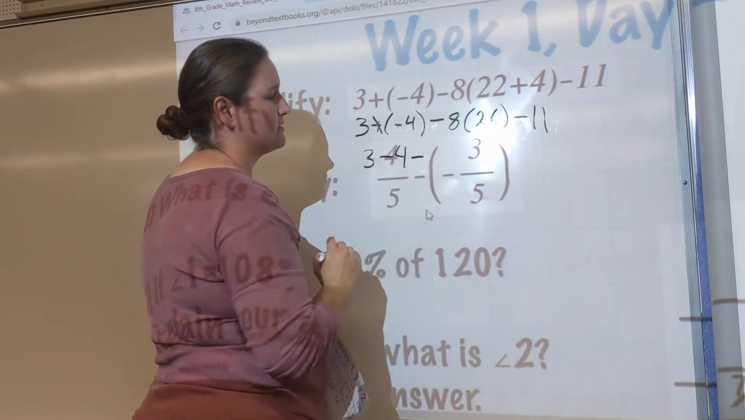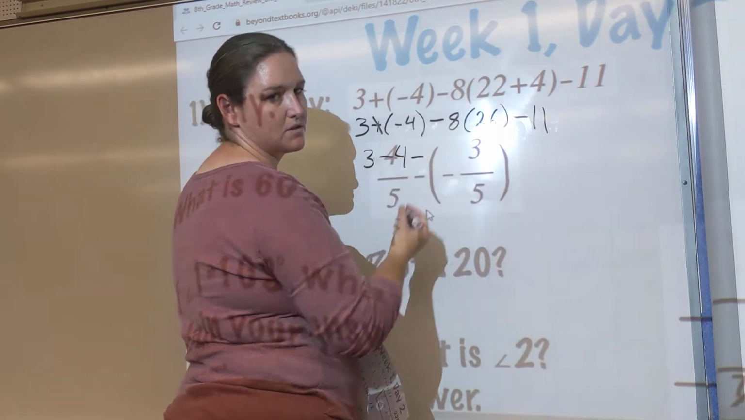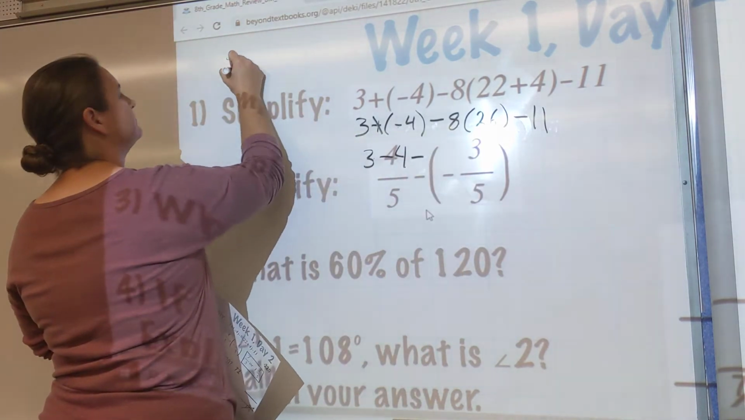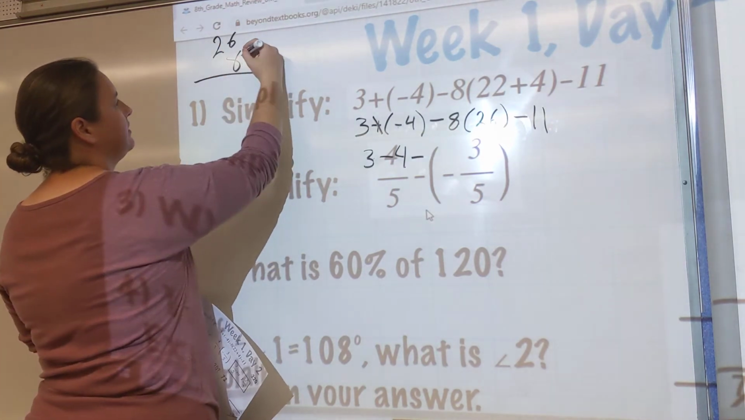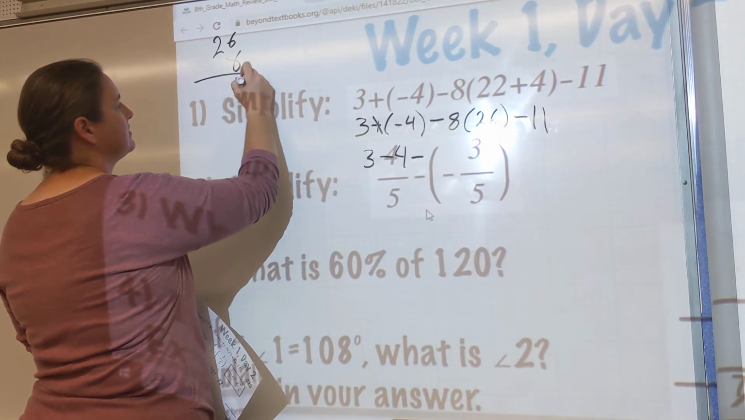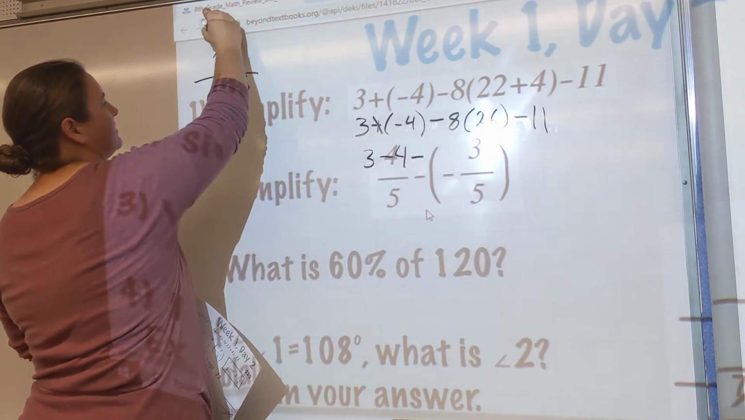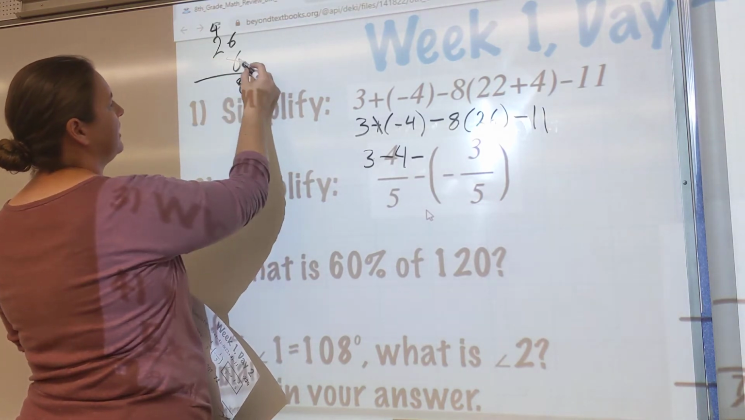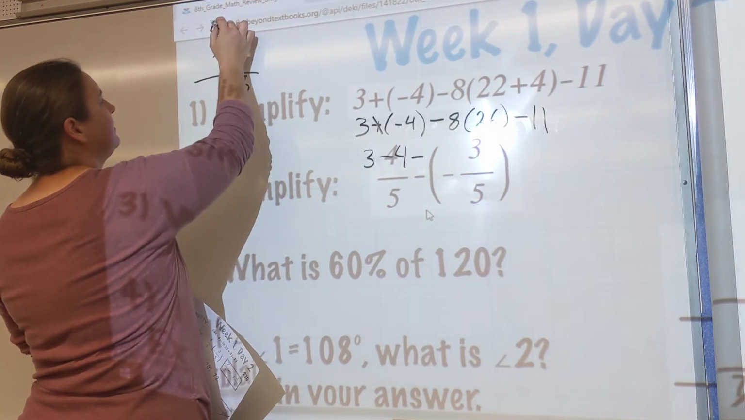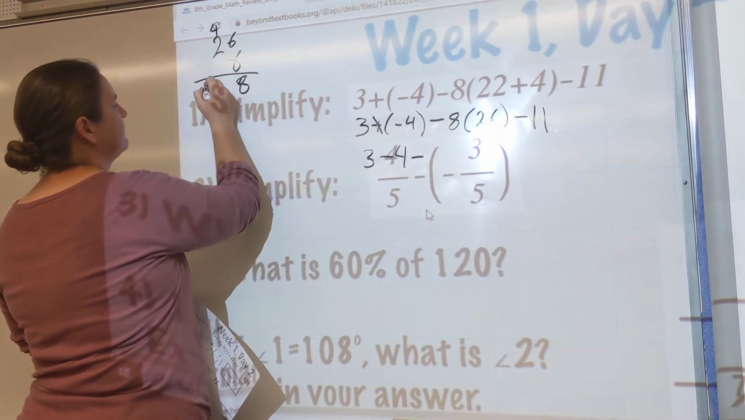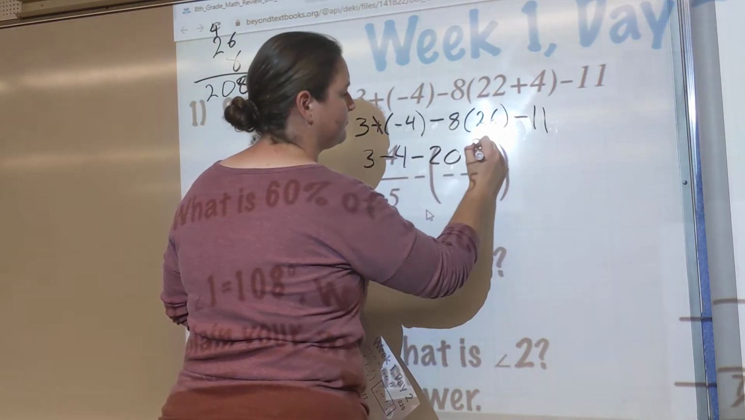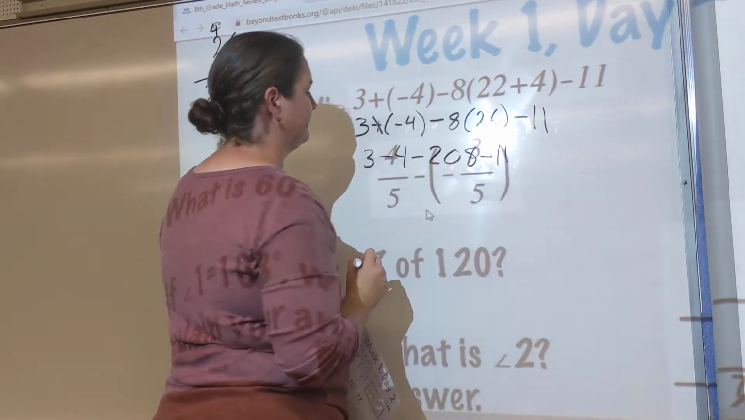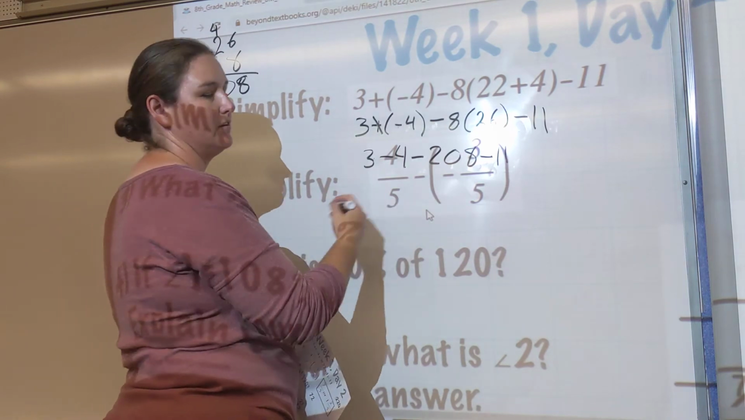Then we subtract 8 times 26. What is the number? 8 times 6 is 48. Carry the 4. 8 times 2 is 16. 17, 18, 19, 20. So we have 208 minus 11. All right, keep going.